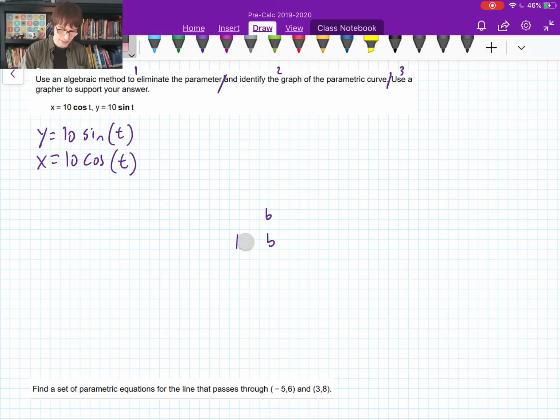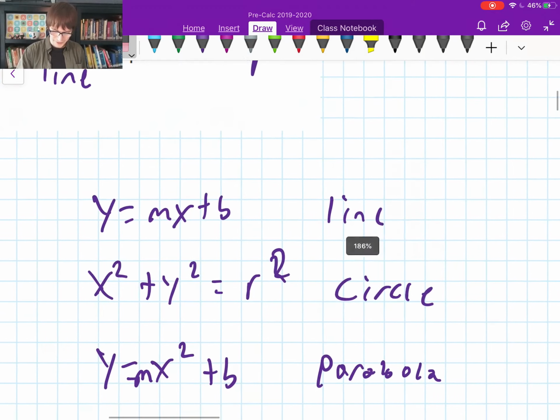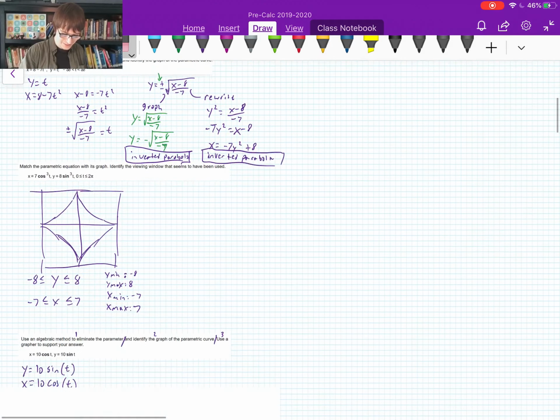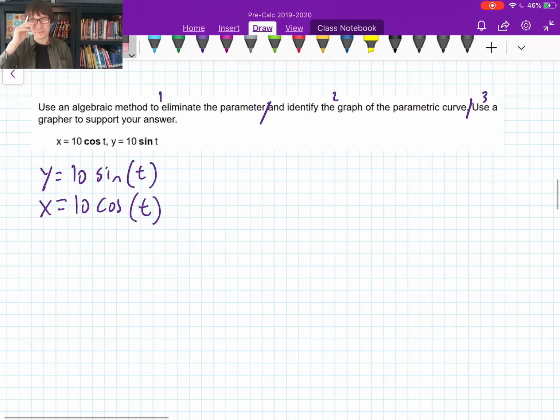Okay, so you have y equals 10 sine t, x equals 10 cosine t. That looks pretty familiar. It looks like a form that we've seen before. So you may be able to already guess what this is going to look like, but we have to do this algebraically. We can't just look at it and say, oh, that's what it is. We need to actually look at the algebra of this. And your first instinct might be to eliminate the parameter the way we've always done it. Let's try to solve for t in x, and then plug it into y. And how do we solve for t in x?